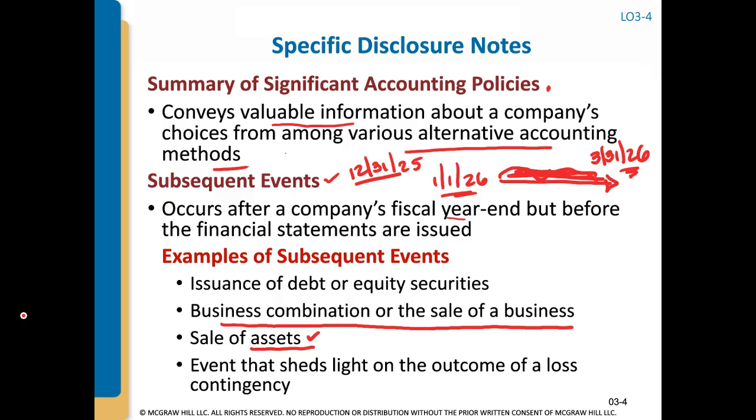And these dates are just examples. Many public companies with a 12/31 year end file their 10K well before March 31st. But if anything happened after the fiscal year end and before the filing date, they have to disclose it. If they issued debt or equity securities, and these would have to be really material. It would have to be something that would affect the user's decision making had they known about it at 12/31, had it been reported on the 12/31/25 financial statements.